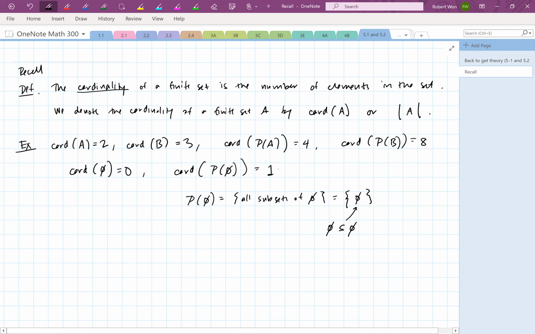Now, why did I include this? Because I want to ask you the following question. Let's suppose that A is a set with cardinality n. What is the cardinality of its power set?